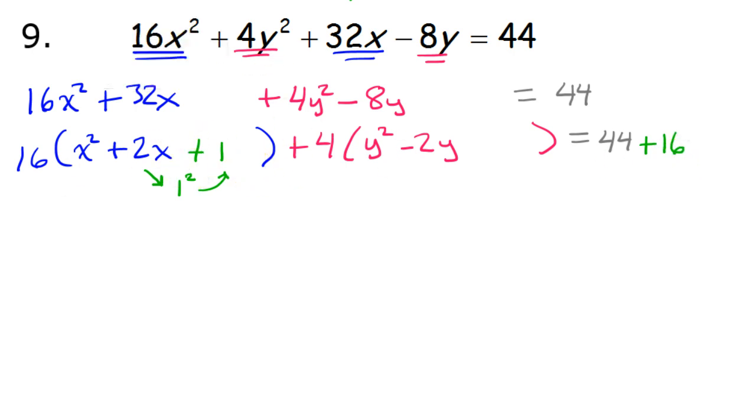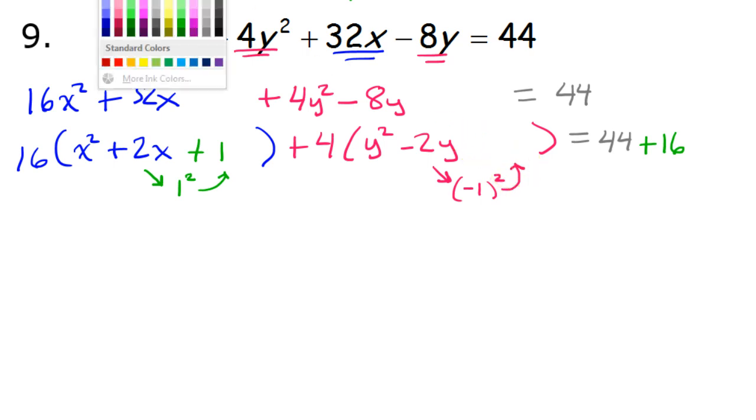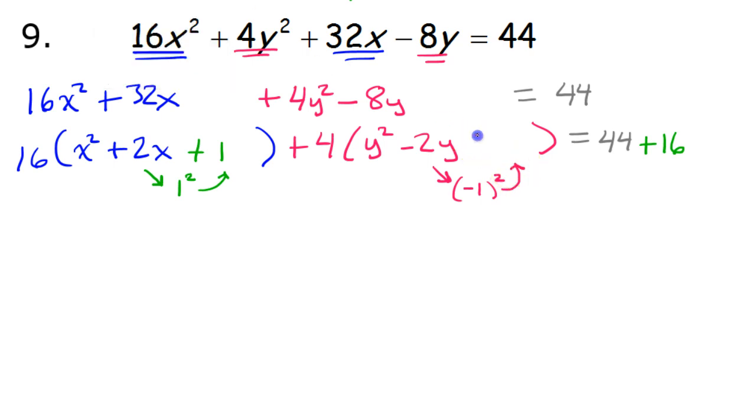Similarly, for the red portion of the equation, half of this is negative 1. Negative 1 squared is positive 1. So I'm going to do a plus 1 right here. Again, I will not add 1 to the other side to balance this out because this is really 4 times 1. So I'm going to add a 4 on the right-hand side to balance that out.